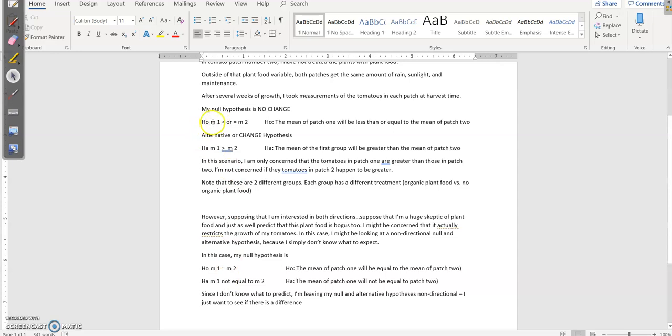So because we're expecting this to go in a certain direction, basically we're going to be a little bit more precise with our t-test, and we're going to be a little bit more exacting.